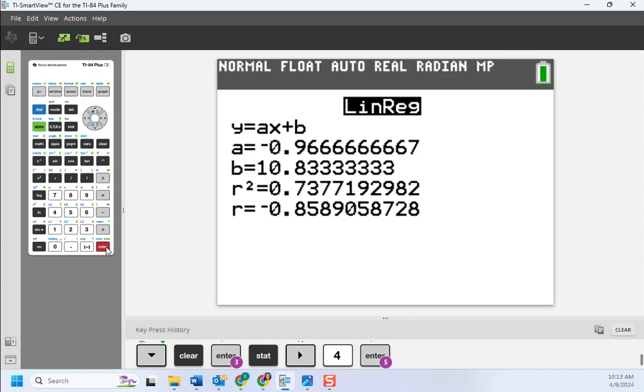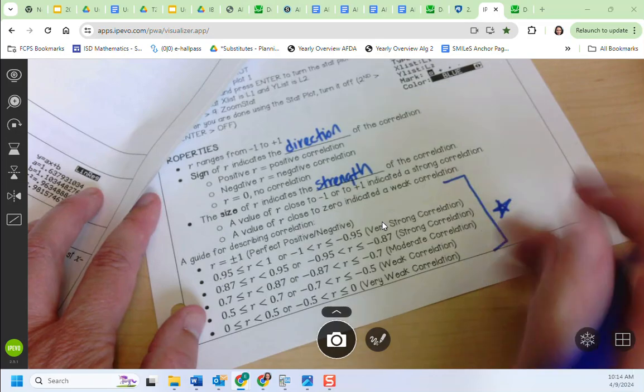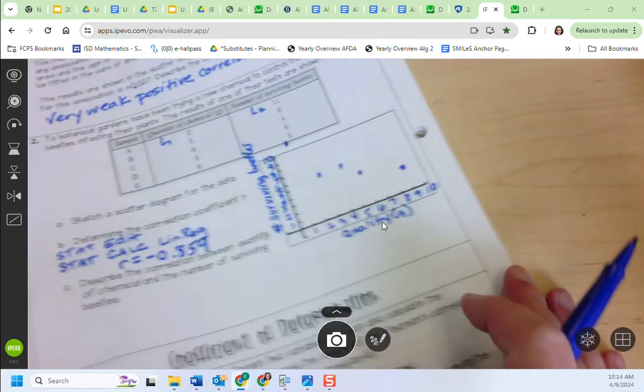So because it's a negative correlation, would you say that it is strong, moderate, weak? It was negative 0.859. So I'm looking at the previous page. Where does that fall on the previous page? Moderate, yeah. I'm going to turn back. Yeah. So negative 0.859 falls in the moderate correlation. So it's a moderate negative correlation.